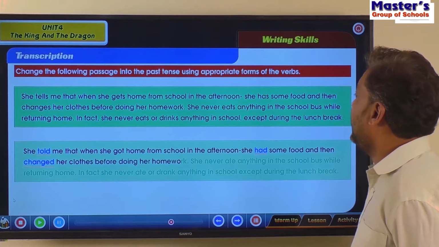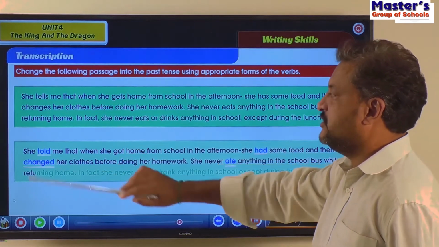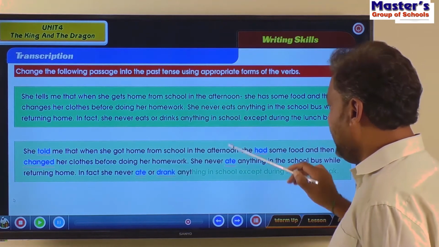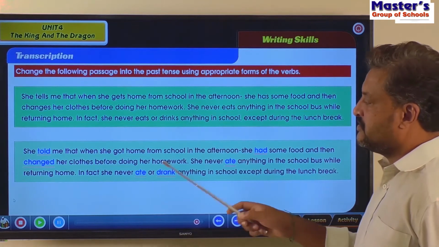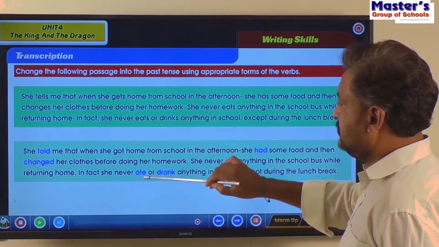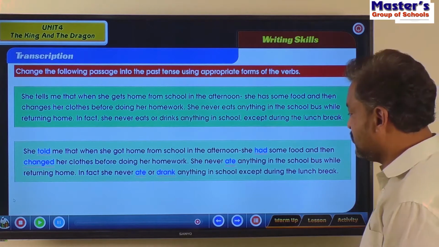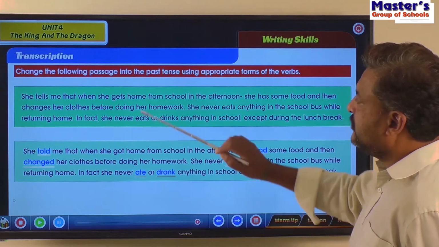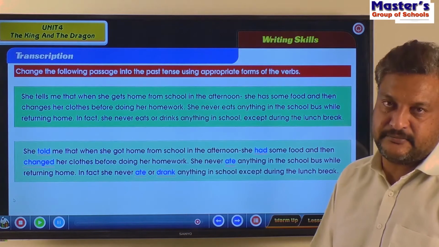has is changed into had some food and then changed her clothes before doing her homework. She never eats is changed into ate anything in the school bus while returning home. In fact, she never ate or drank. Drink changes into drank anything in school except during the lunch break. Right? So, the verbs in the present tense used in this passage are changed into past tense.